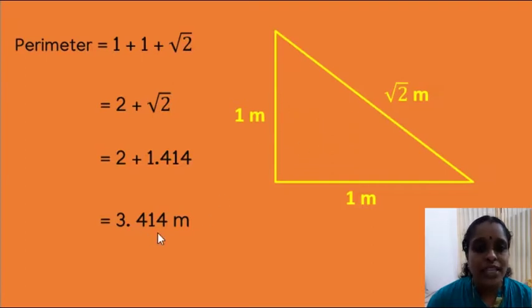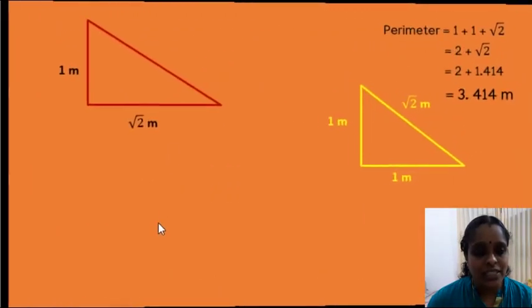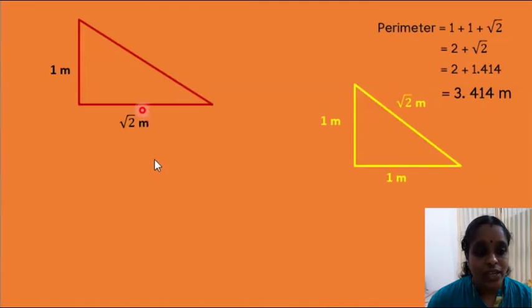Now I am going to take another perimeter. So here I am going to take another triangle. And the base of this triangle is same as the hypotenuse of the first triangle. So here the length of base is root 2 meter and the altitude is 1 meter. So what is the hypotenuse of this triangle? You know that it is root 3 meter.